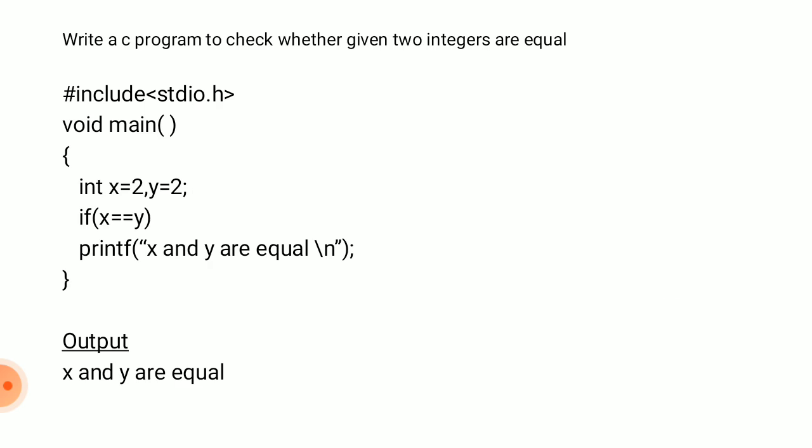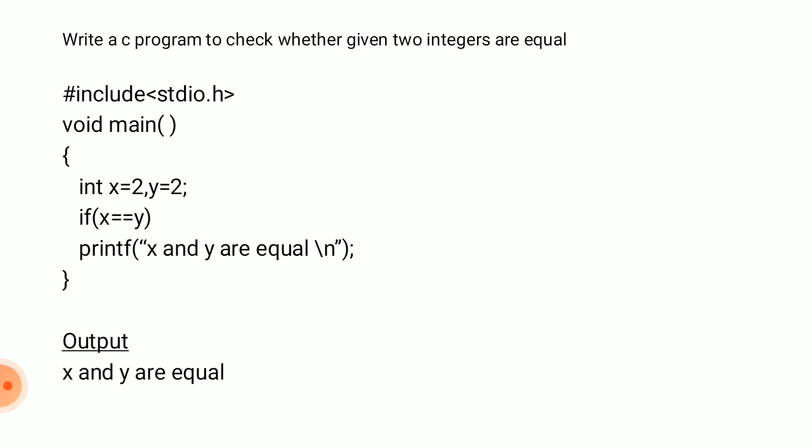So here we will just see one example of a relational operator. So, a program to check whether two given integers are equal. Okay, only equal, not less than or greater than, only equal, right? So #include <stdio.h>, void main. In the body of the program, I have initialized the value of x equal to 2 and the value of y is also equal to 2, and x and y are integer type data.